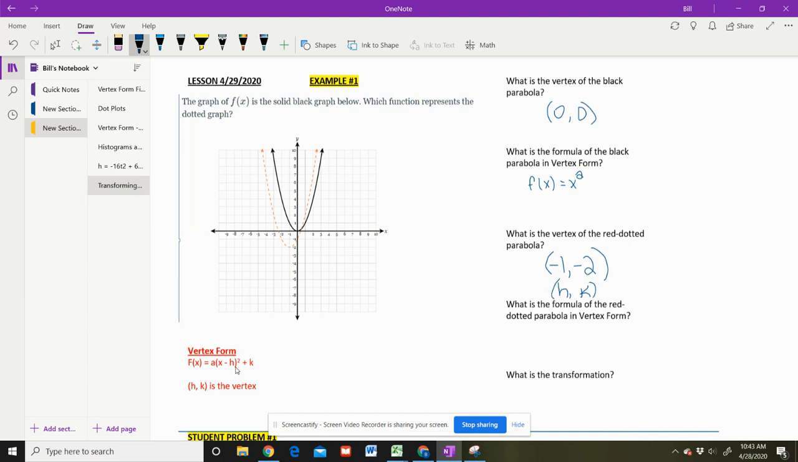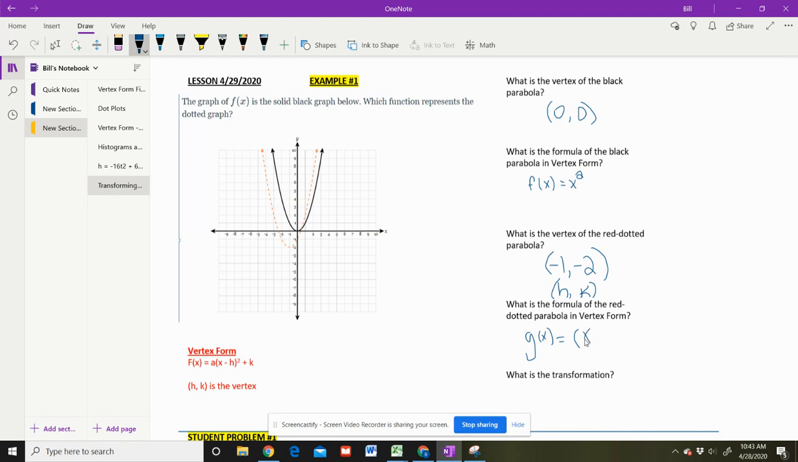Next question: what is the formula of the red dotted parabola in vertex form? I'm just going to use g of x. So g of x is equal to our a, which is going to be 1. Remember, if a gets larger than 1, we get a narrower parabola, and that was a couple videos ago. If it's less than 1, the closer we get to 0, the wider the parabola gets. So this is going to be the same one, a is 1.